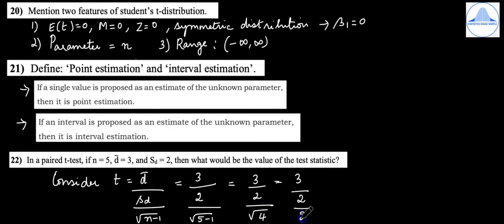which is equal to 3 by 2, and root of 4 is 2. So now the first calculation you should do is 2 divided by 2. So it is 3 divided by 2 and 2 will get cancelled. You will get 1. So the final answer of the test statistic T is 3.